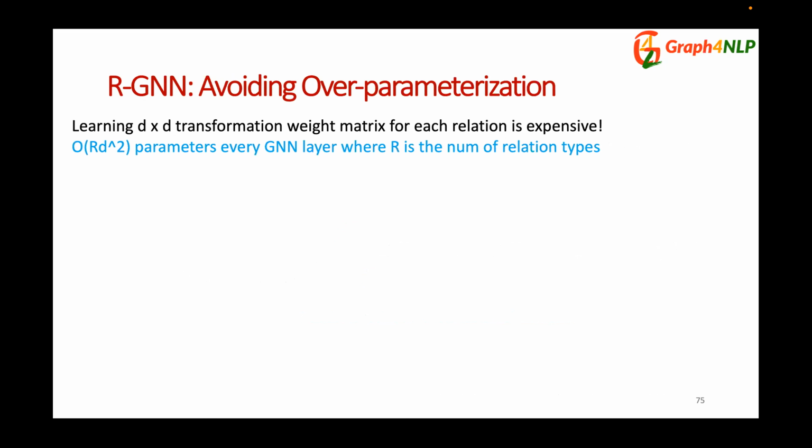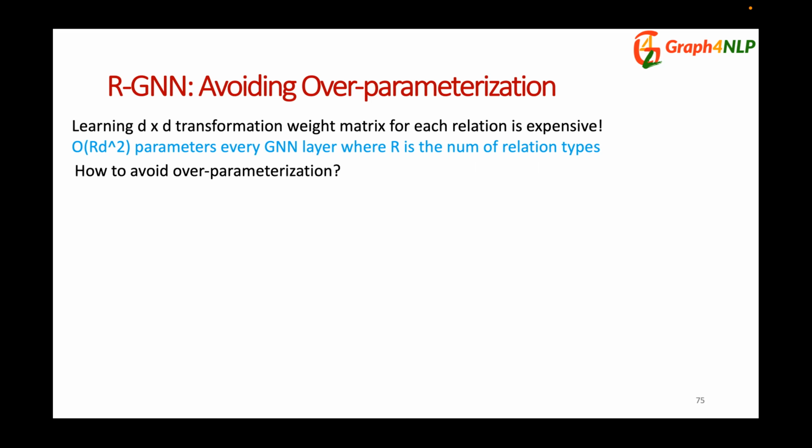RGNN is quite good at relation-specific message passing, and hence can handle multi-relational graphs. However, it is expensive because we have to learn a d by d transformation weight matrix for each relation. For some scenarios, for example a knowledge graph, which has a bunch of relation types, this is quite expensive, and it's easy to overfit the data because we have too many model parameters.